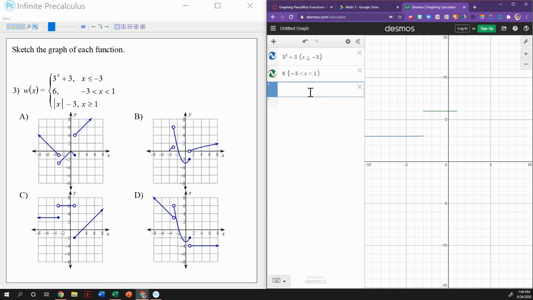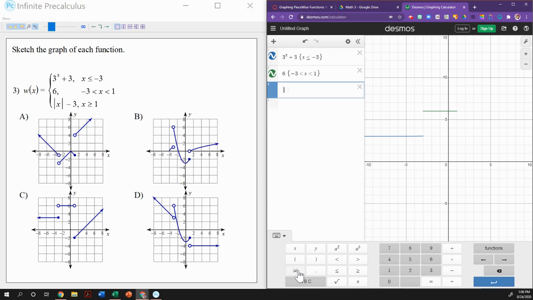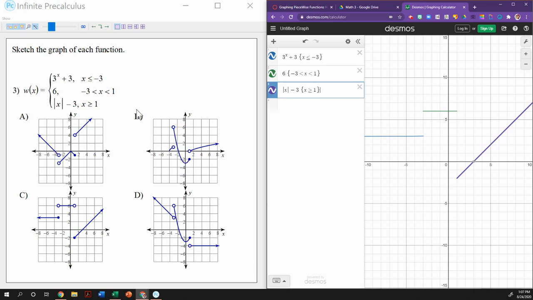Okay, all right, absolute value. So let's get the absolute value from here. X, close the absolute value, -3, curly brackets, x greater than or equal to 1, close that curly bracket. Okay. All righty. So B and D are out. Okay, we don't have any curves. These are all straight lines. So B, D are out. Okay. So A is out. Okay, so now we're just left with C, and let's just make sure, okay, that we've got the same thing.